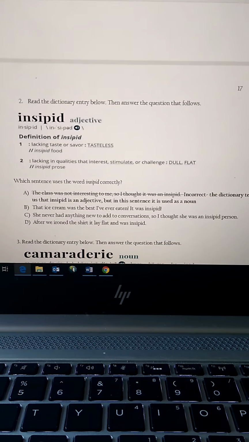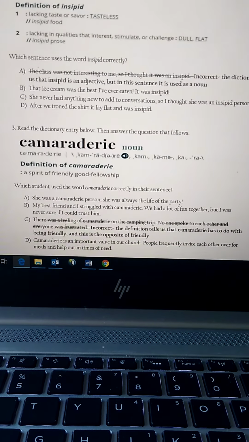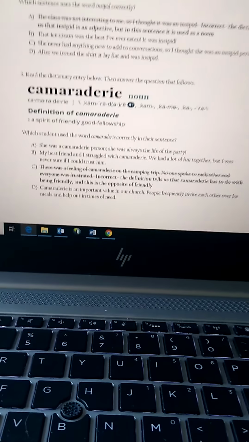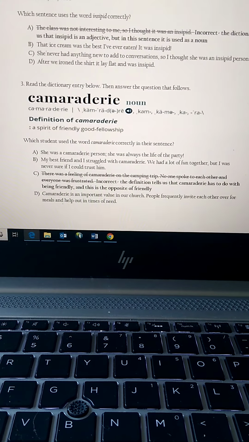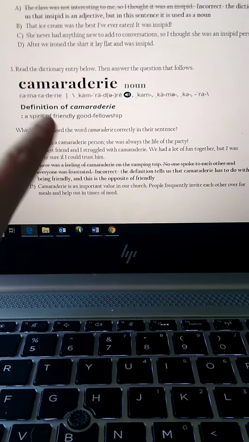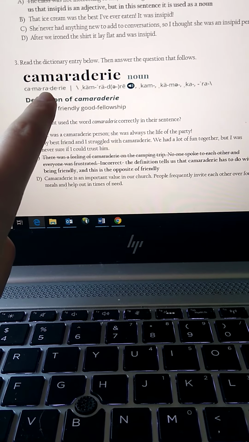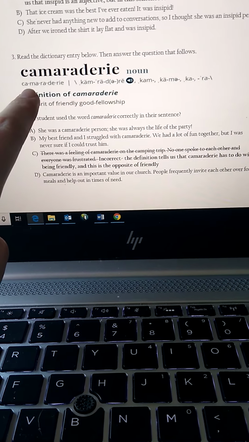Let's go down to number 3. Read the dictionary entry below, then answer the questions that follow. Camaraderie. So again, I can see how we break it down. Camaraderie. It's kind of weird. Camaraderie.